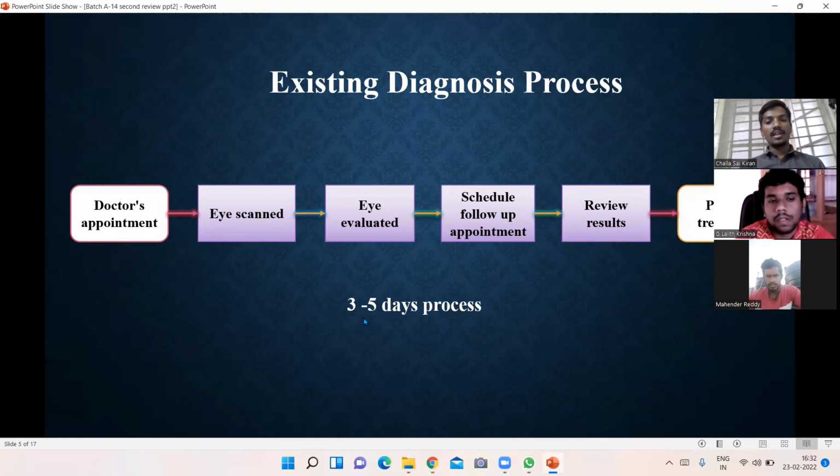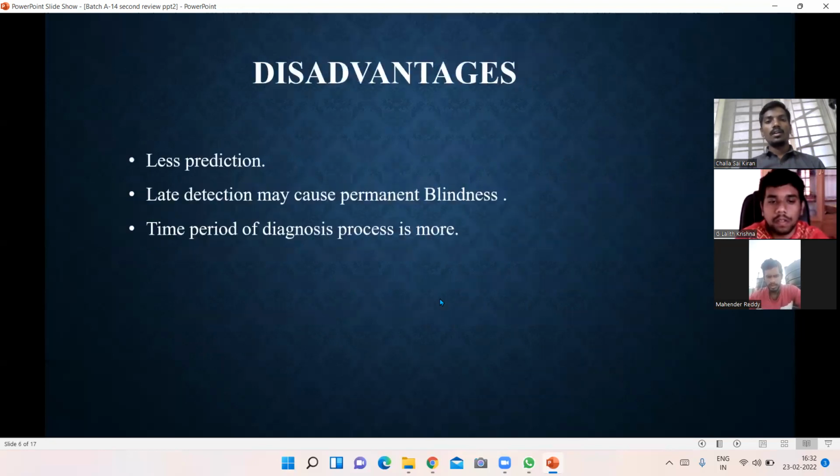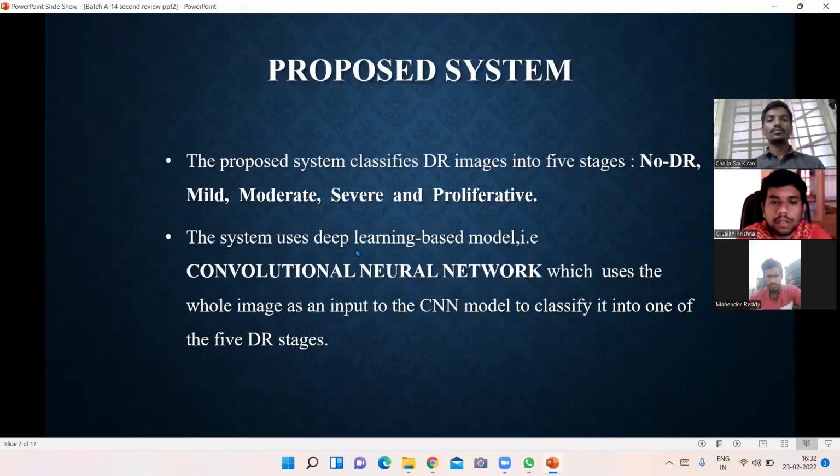It may take a 3 to 5 day process. We need to take an appointment, eye scanning, evaluation, follow up with some appointments, and take a review. So it will take 3 to 5 days. It has disadvantages like less accurate prediction, late detection that may cause permanent blindness, and the time period of the diagnosis process is longer.